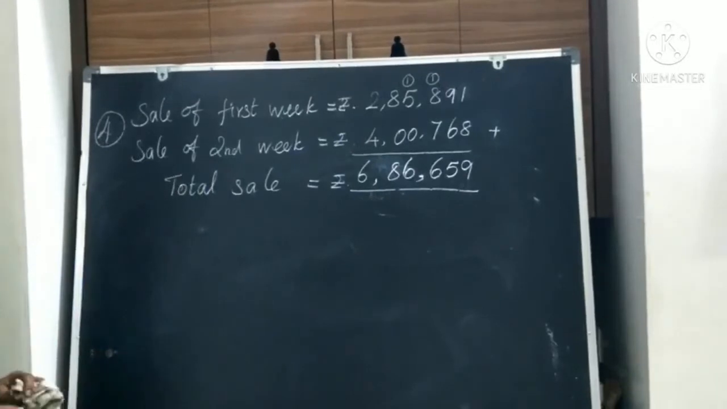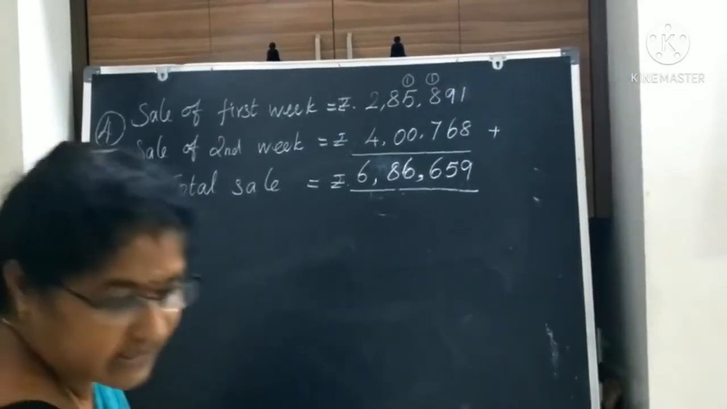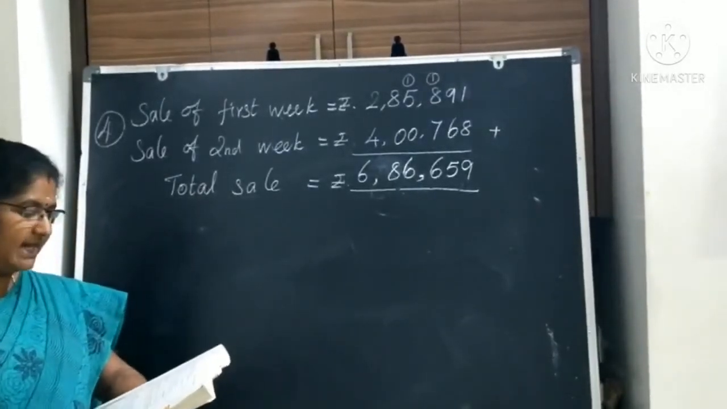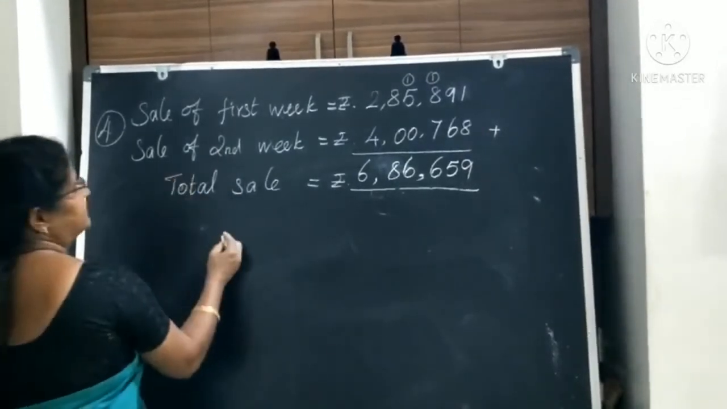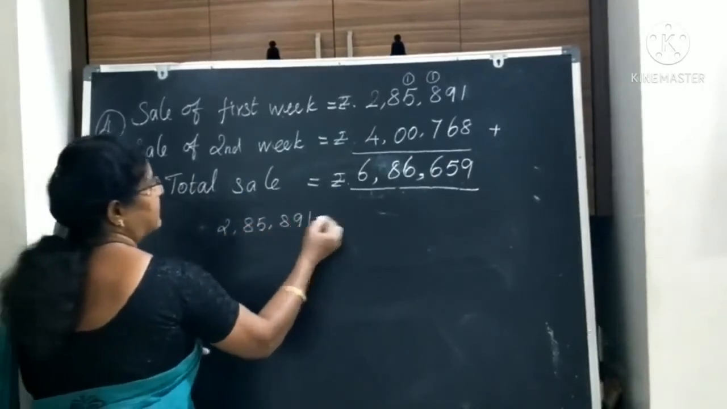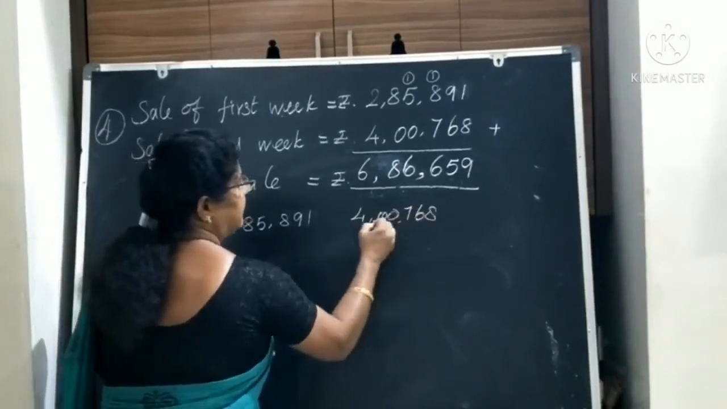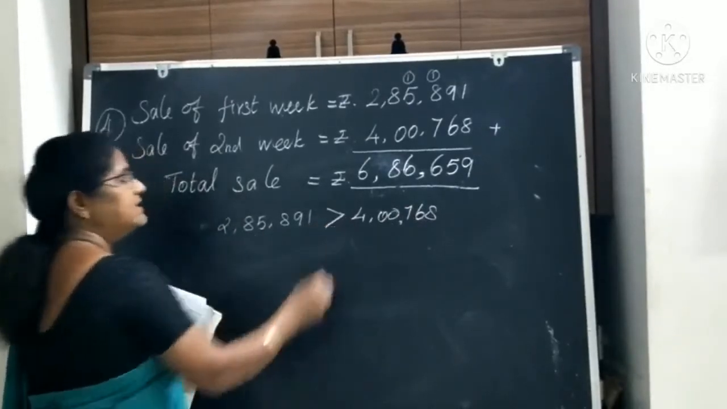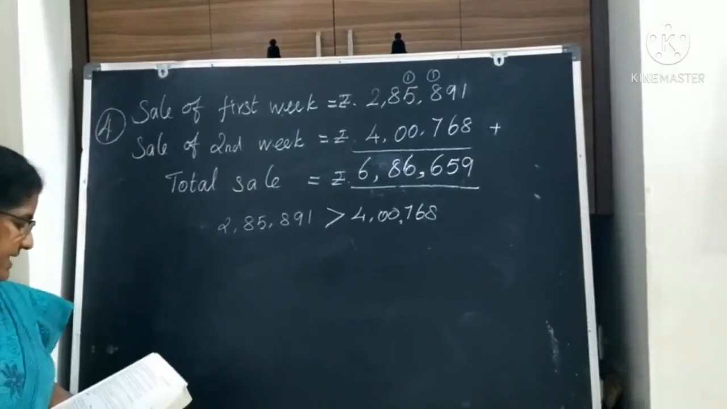6,86,659. Now the second question, second option is given, which is in which week was the sale greater? So which week we have to compare? So first week 2,85,891. Second week 4,768. So compare these two. Which one is bigger? This one is bigger. So we know the sale of first week is greater.